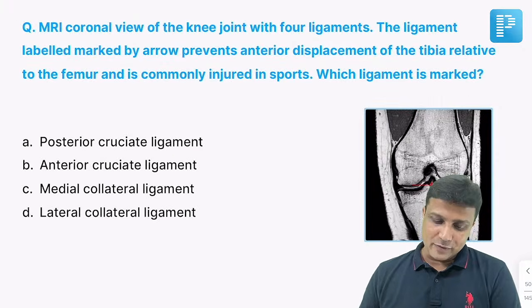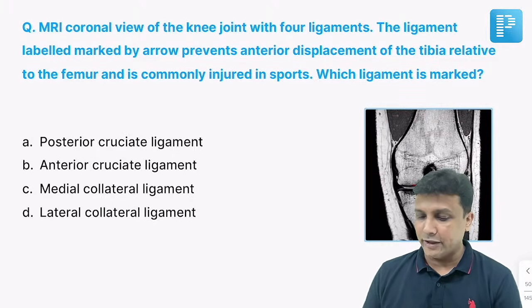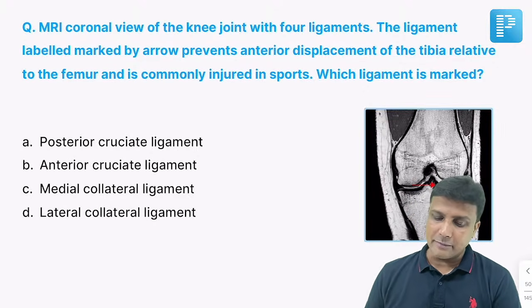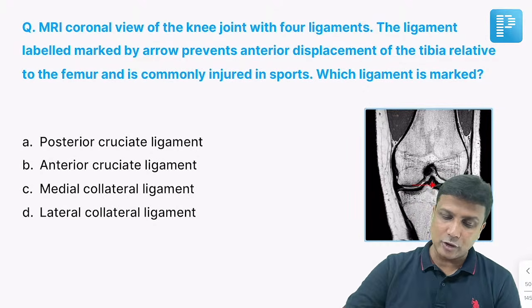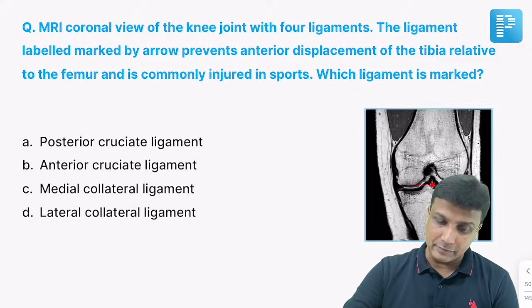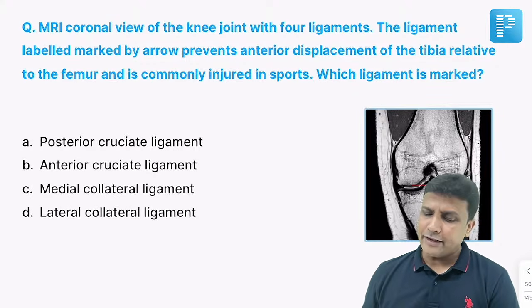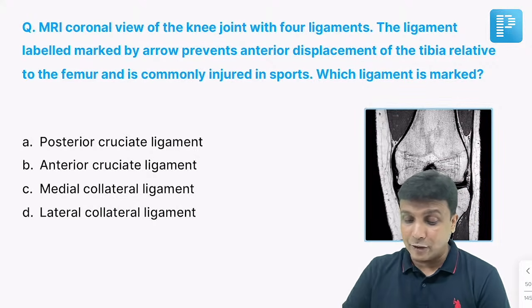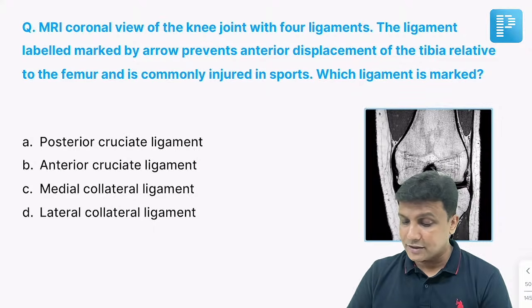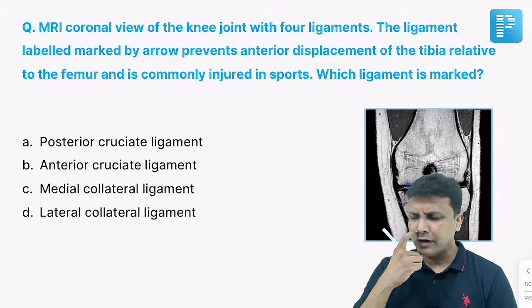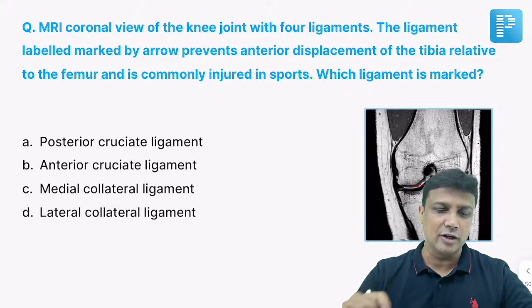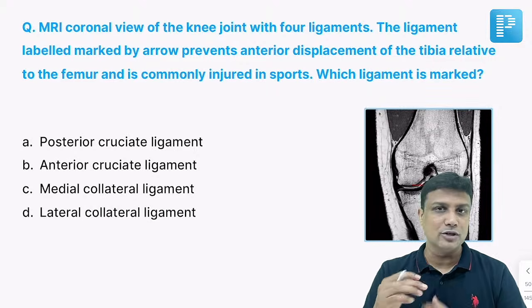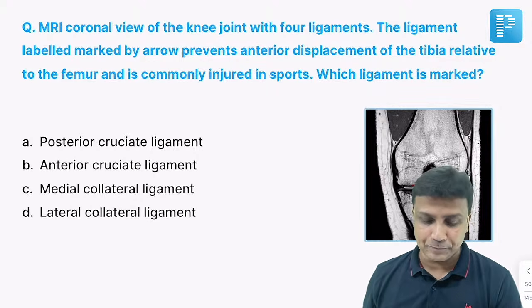Next one, after completing this one: MRI coronal view of the knee joint with the 4 ligaments. The ligament labelled by the arrow prevents the anterior displacement of the tibia relative to the femur, and is commonly injured in sports. Which ligament is marked here? You can clearly see in this diagram the arrow mark is at the cruciate ligaments here. Cruciate ligament, from the name itself, we understand they are crossing, and they are limiting the anterior posterior movement of the tibia and the femur.